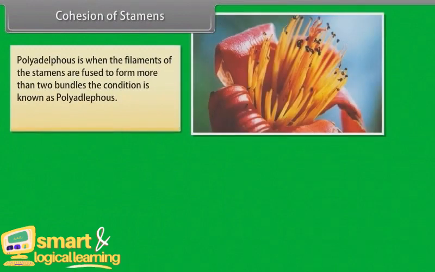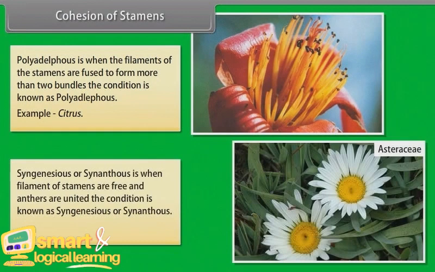Polyadelphous is when the filaments of the stamens are fused to form more than 2 bundles. The condition is known as polyadelphous. Example, citrus. Syngenesious or synanthous is when filaments of stamens are free and anthers are united. The condition is known as syngenesious or synanthous. Example, Asteraceae.